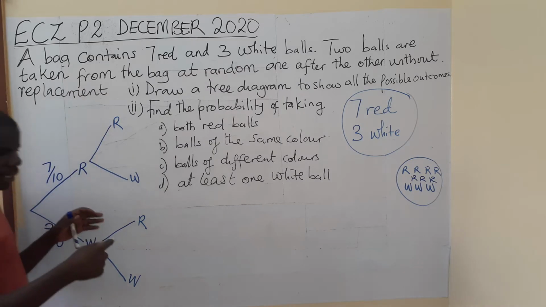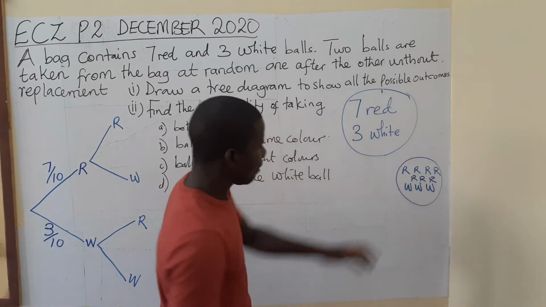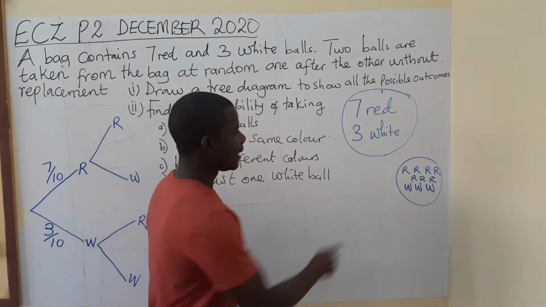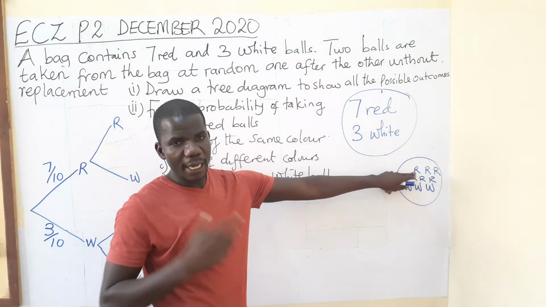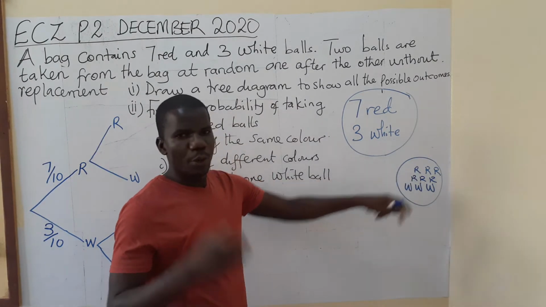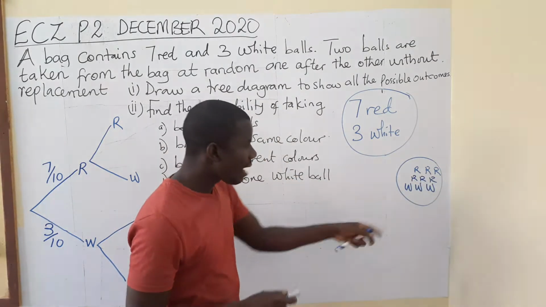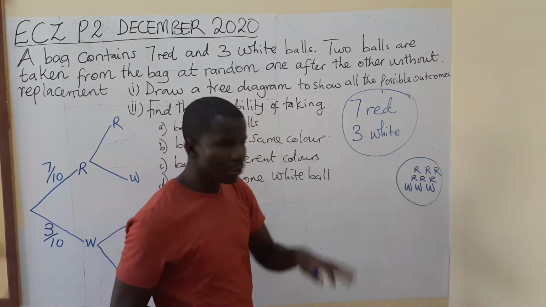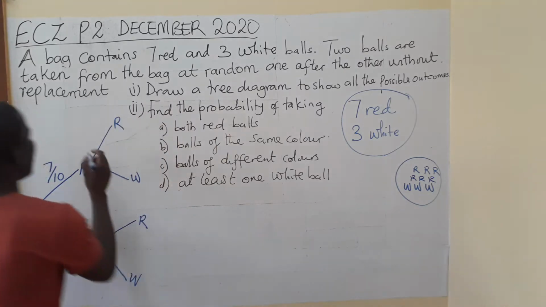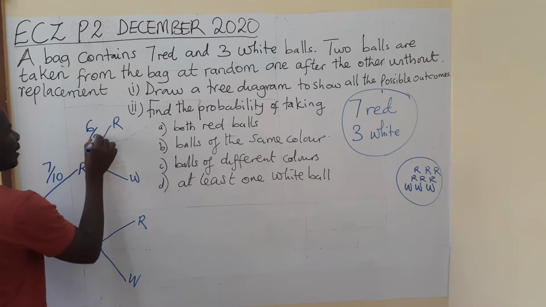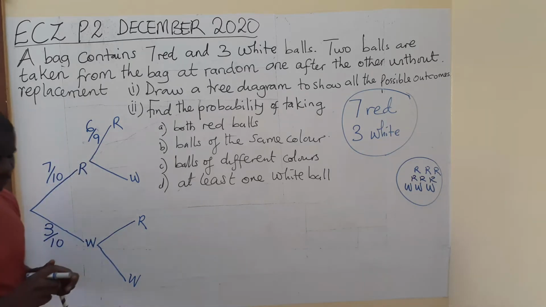Are we together? Now, we are assuming that the first ball that was picked, let's come back to our bag, is red. It means one was picked, so it's no longer there. So how many red balls do we now have? We have 6. Are we together? What about the total? The total has also reduced from 10 to 9. So we are going to have 6 over 9. That is for the red ball.